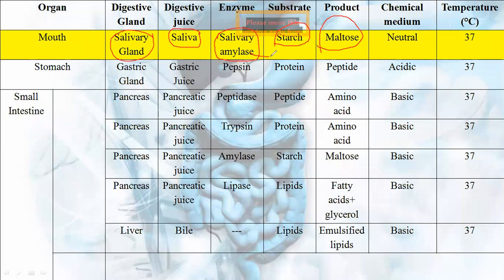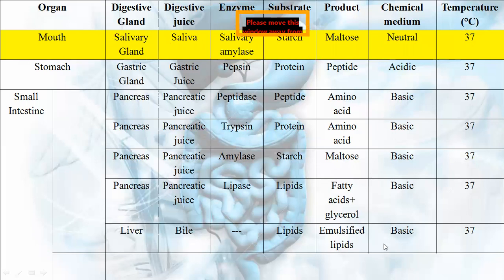So here the salivary amylase works on starch to give maltose, which is a reducing sugar, and the medium is neutral. So the pH is approximately equal to 7, and the temperature is 37 degrees Celsius. Here we talk about the first digestive enzyme, which is found at the level of the mouth. So the first enzyme is the salivary amylase that works on starch to give maltose. Medium is neutral, and temperature is 37 degrees Celsius.